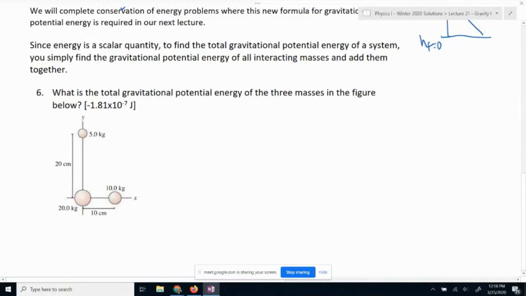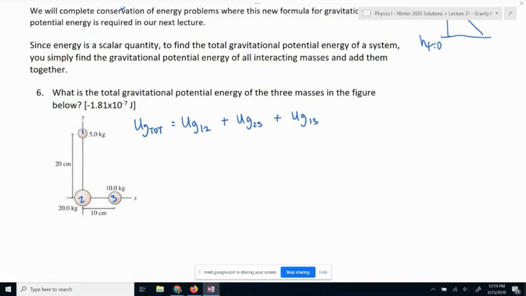I'm trying to find the total gravitational potential energy of the 3 masses. That just means I need to find the gravitational potential energy between, let's number them, 1, 2, and 3. I need to find the gravitational potential energy between 1 and 2, plus the gravitational potential energy between 2 and 3, plus the gravitational potential energy between 1 and 3. I'll just call this UG total. So that's the gravitational potential energy of all 3 masses in this figure. We just need to find it for all of them.